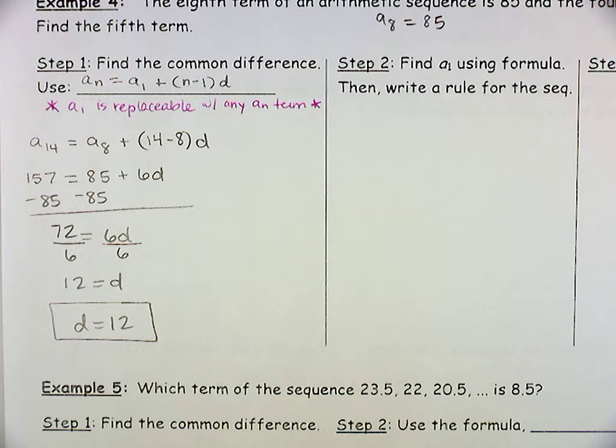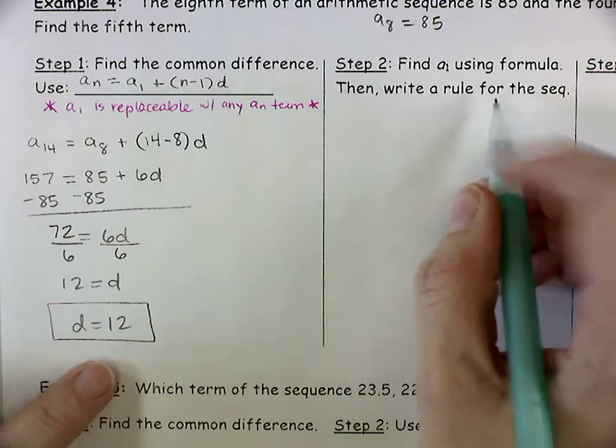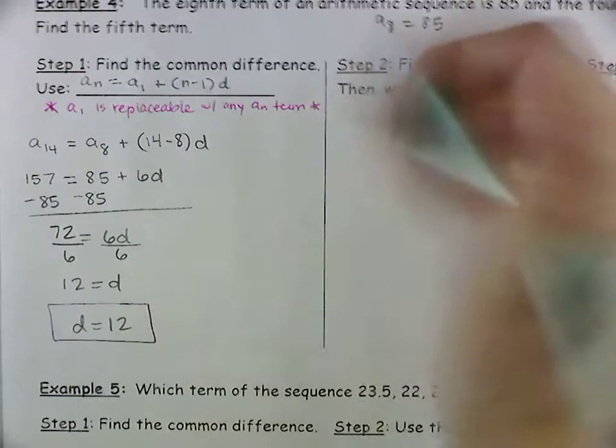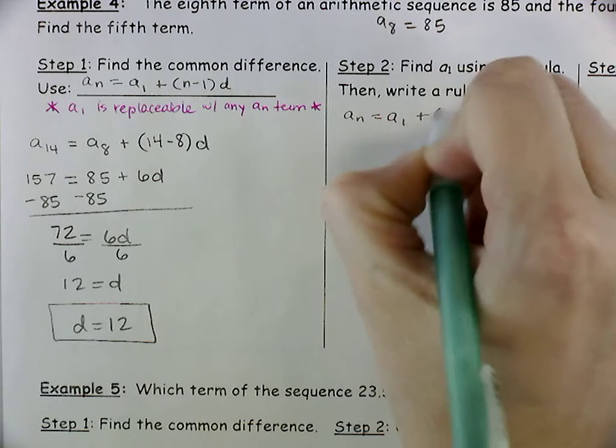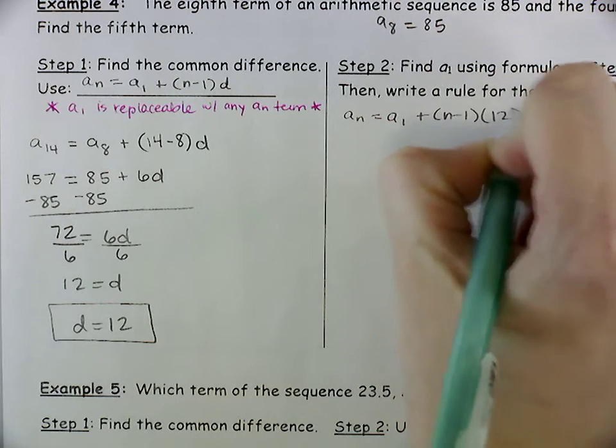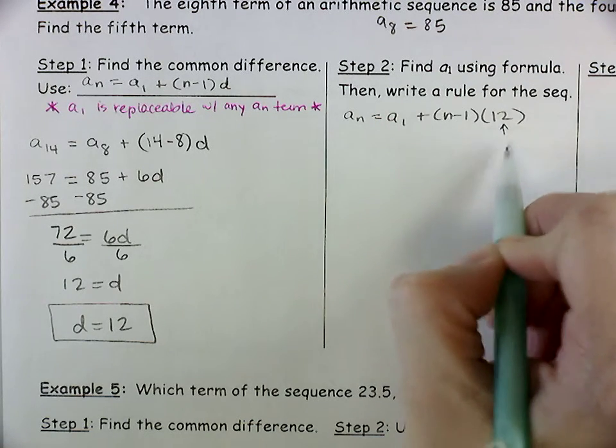Okay, and then for step 2, it says find a sub 1 using the formula, then write the rule for the sequence. You actually don't even need to do that. This is what the book shows you, so I'm going to show you how to do it, and then I'll show you how you can bypass this step. So if you wanted to find a sub 1, you could use the formula a sub n equals a sub 1 plus n minus 1 times 12, because 12 is now our common difference.